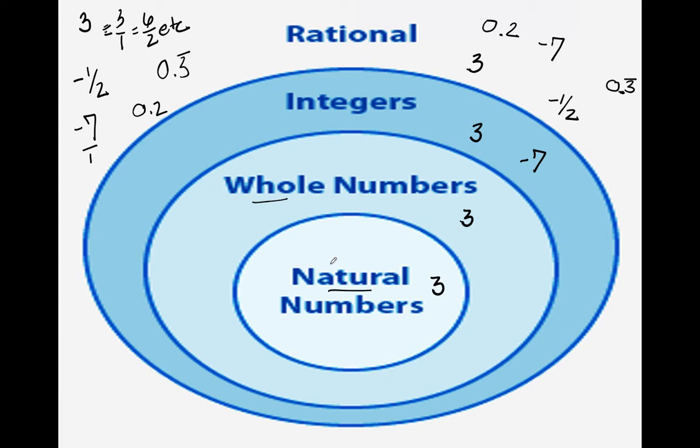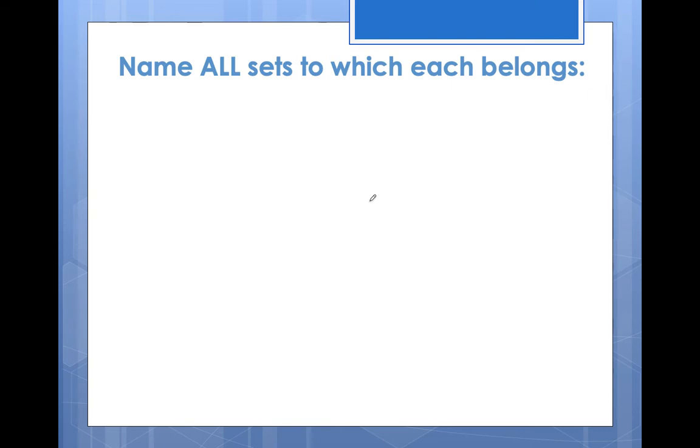So this Venn diagram can be helpful for deciding which categories numbers fall into, or which sets of numbers something falls under. Let's try some more examples without the Venn diagram. Name all sets to which each belongs: -3.85, 15, -8, 2.5, and 0.